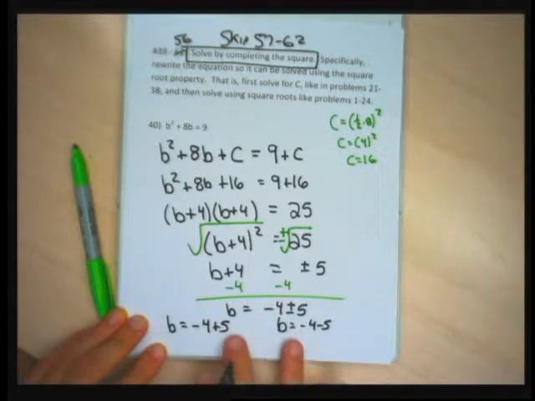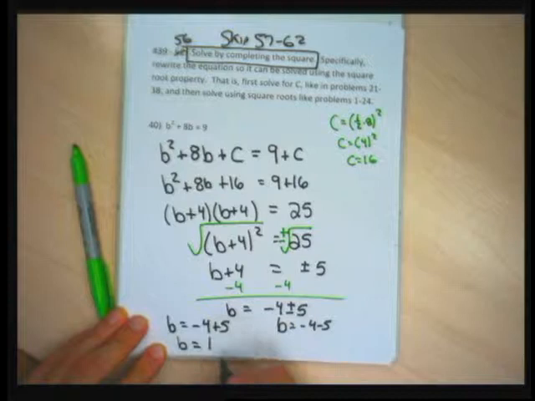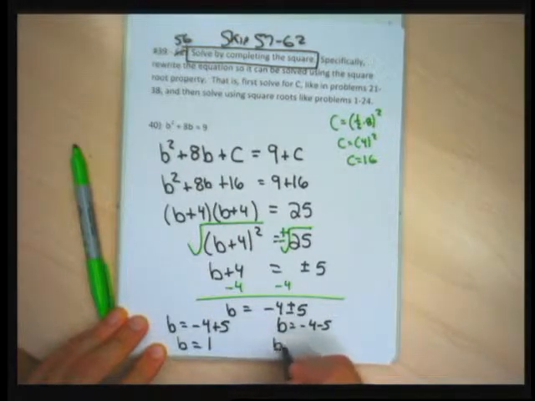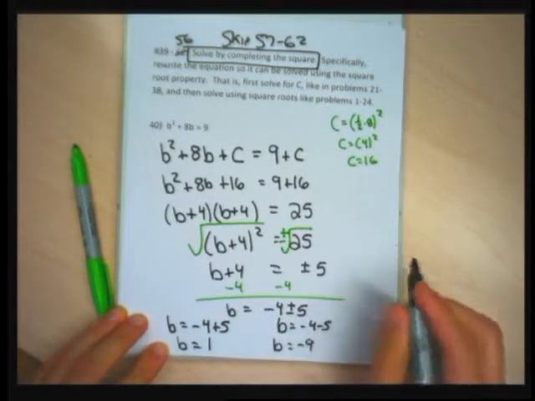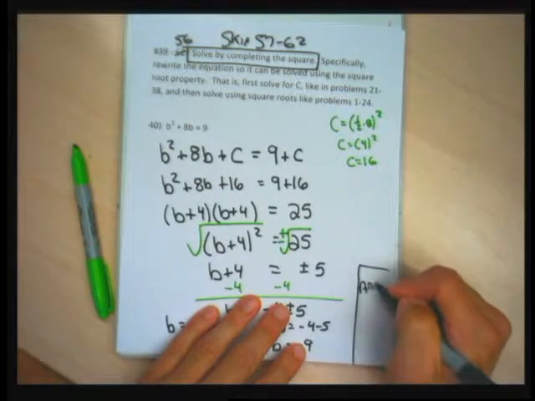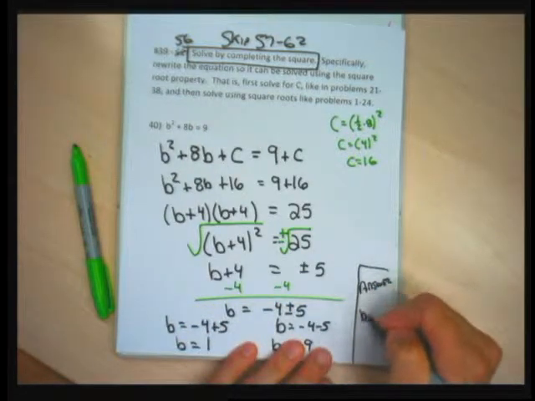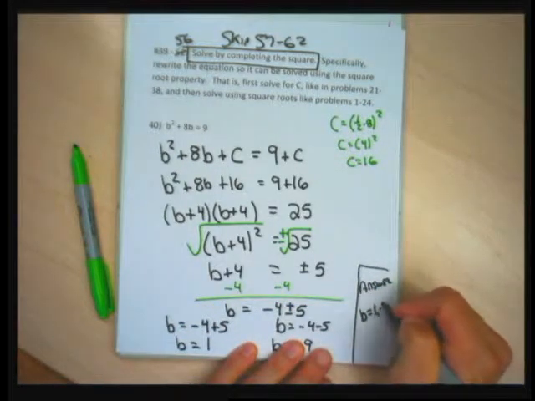I can do both on my calculators if I'm not comfortable doing this in my head. Minus 4 plus 5 is positive 1. Minus 4 minus 5 is minus 9. So I took a lot of space here. The answer to this problem, I believe, is b equal to 1 and minus 9.